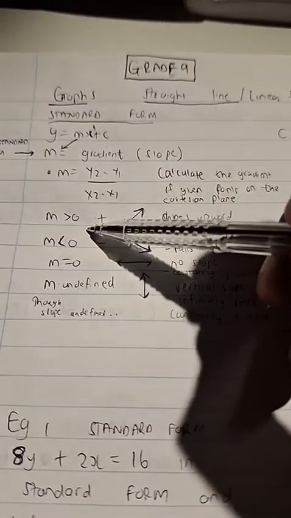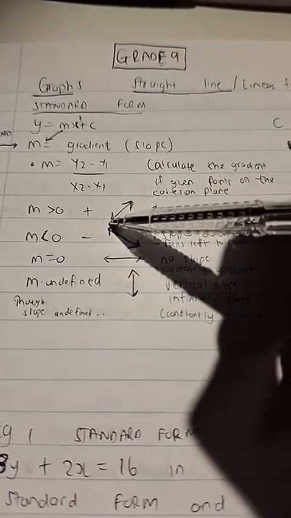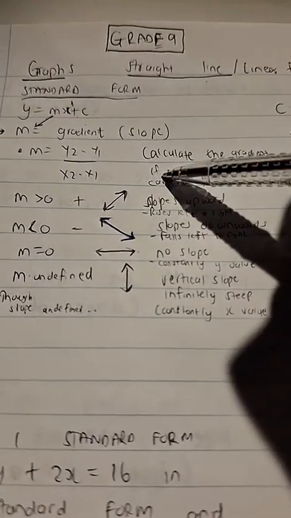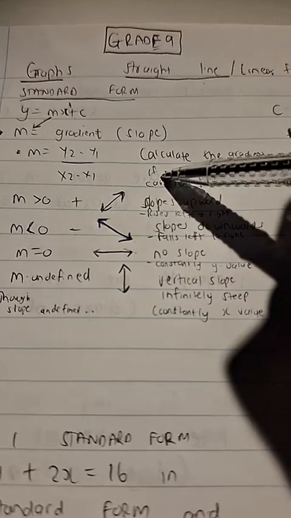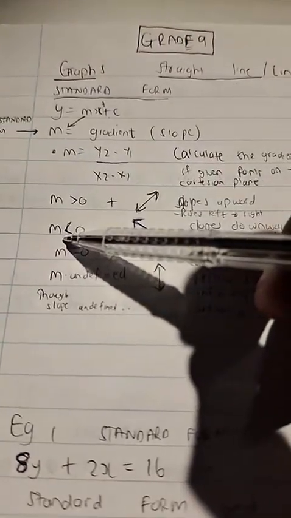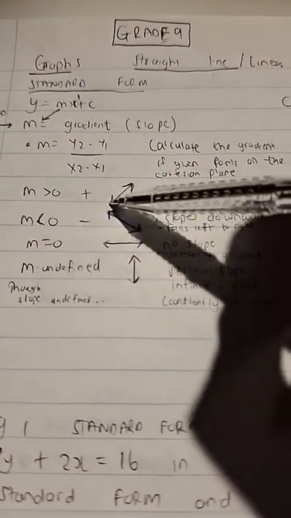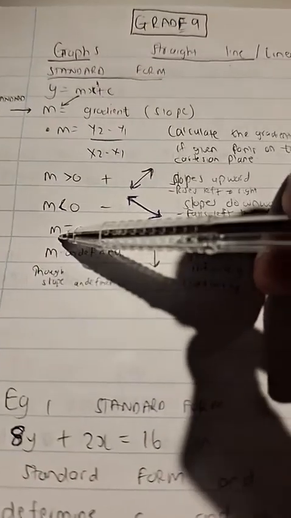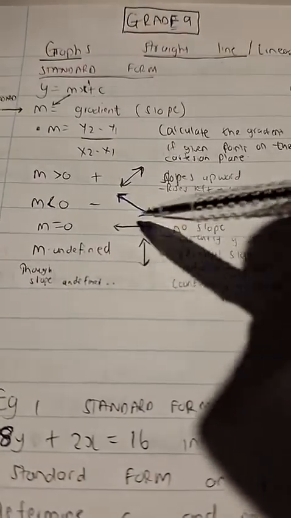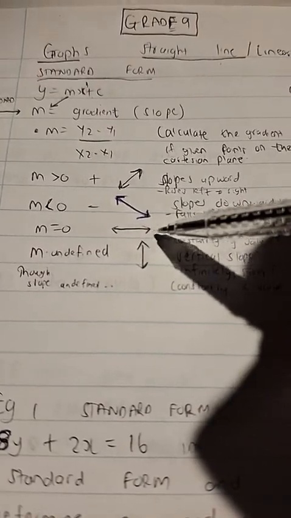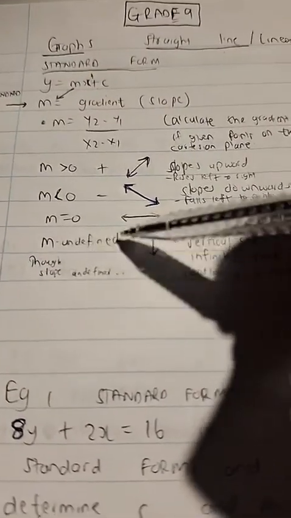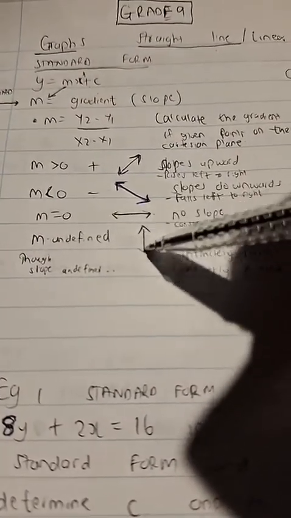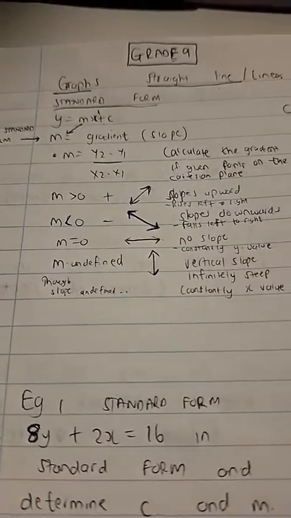If m is greater than 0, we can expect a sloping upward straight line. If m is less than 0, it's negative, we can expect a sloping down straight line. If m is equal to 0, we can expect a horizontal line. If m is undefined, we can expect a vertical line.